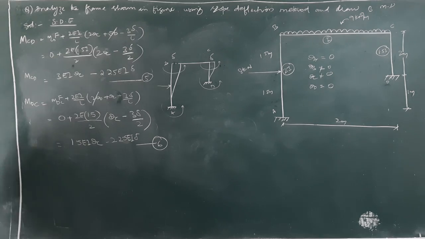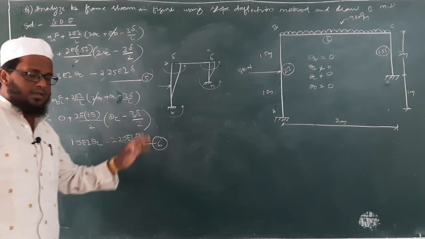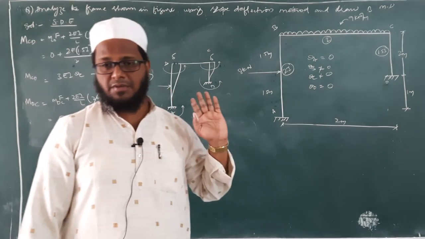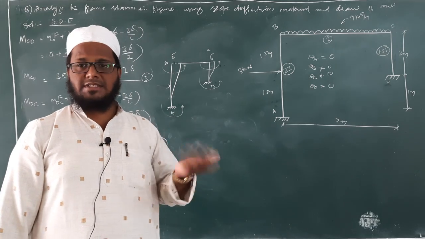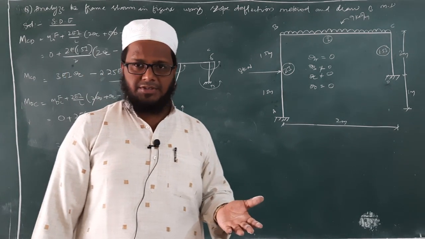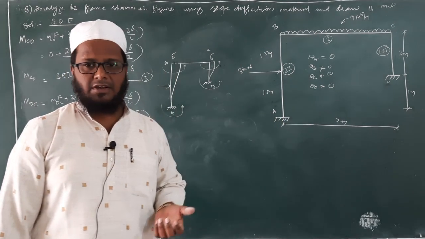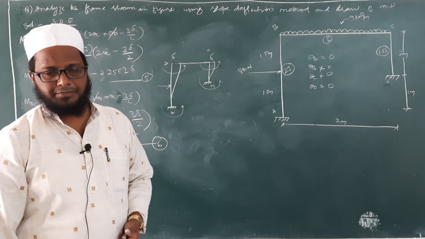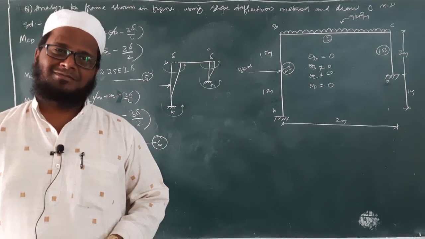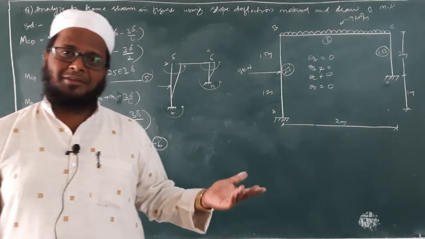Okay, so far we have completed how many equations? 1, 2, 3, 4, 5, 6 equations we have calculated. Now what is the next step we do? We apply boundary conditions, that is MBA plus MBC. All right. So the remaining problem will continue in the next class.